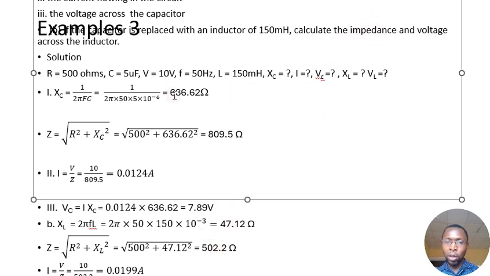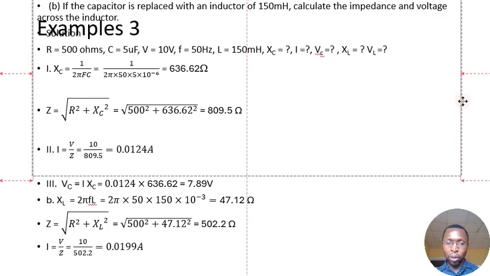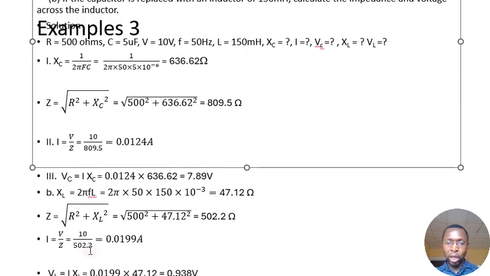Now the voltage across the inductor will be using our formula also. But before we can do that, we need to obtain the current flowing in the circuit now that we have replaced it with an inductor. So the current still remains voltage over Z, and our voltage is 10 in the question. Our Z in this case is now 502. So the current this time around, since there is a replacement with an inductor, is 0.0199 ampere.